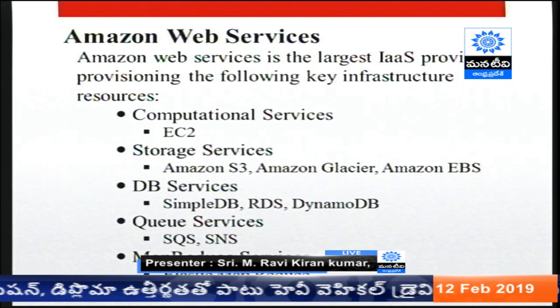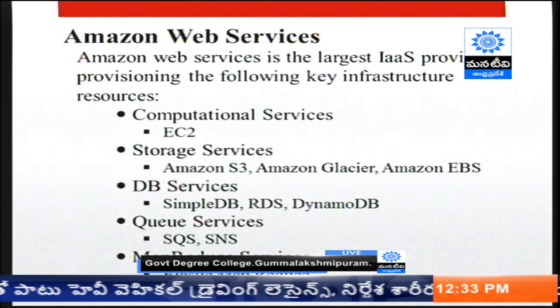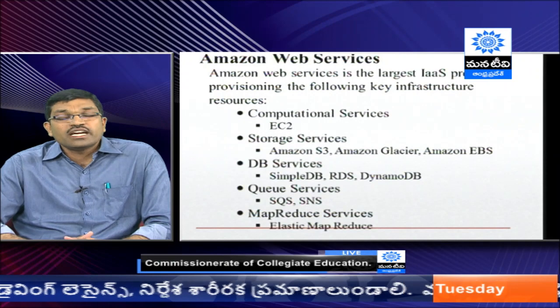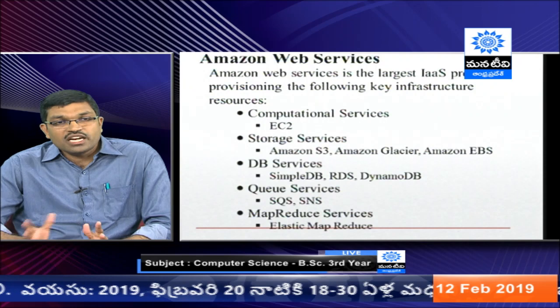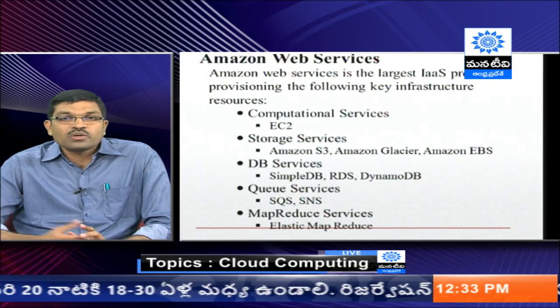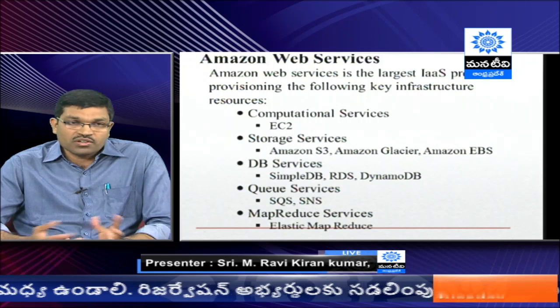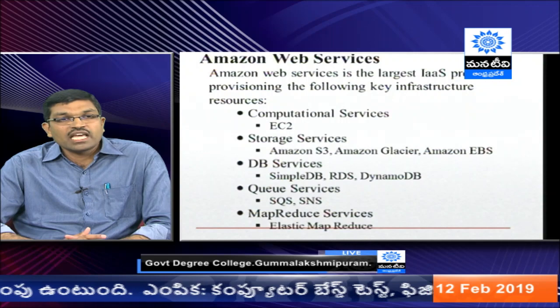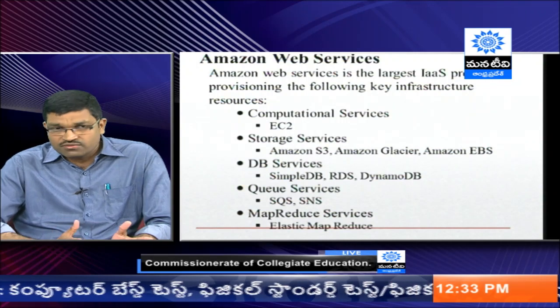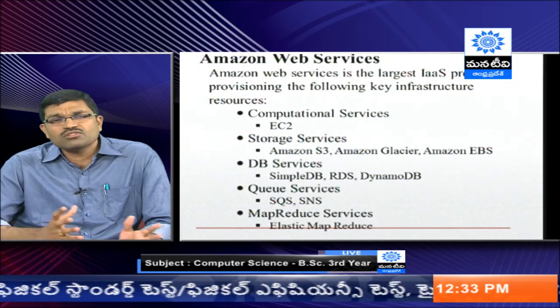It provides all types of infrastructure related services, such as computational resources like your platforms, and storage services, database services that include SimpleDB, relational database services, NoSQL databases, queue services, notification services, and MapReduce services for providing big data and analytics functionality. And your artificial intelligence platform is there. So it has a very big list of services it is providing on infrastructure. In fact, it is providing platforms also, but our discussion is only to look at some of the computational resources.